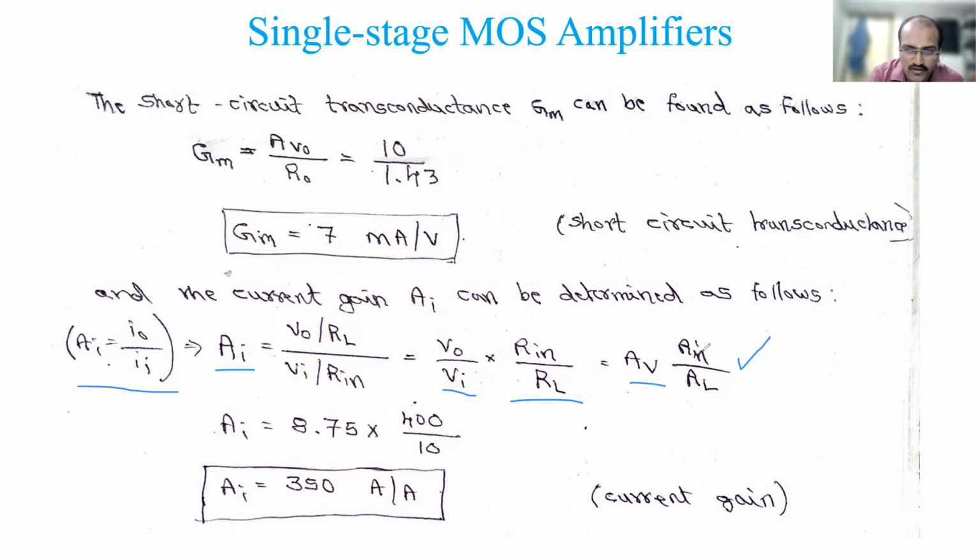Now substitute all the values. You know RIN, you know RL, you know AV. So just put them in. The voltage gain is 8.75, into RIN, which is 400, as we calculated previously, and RL is 10 kilo ohm.